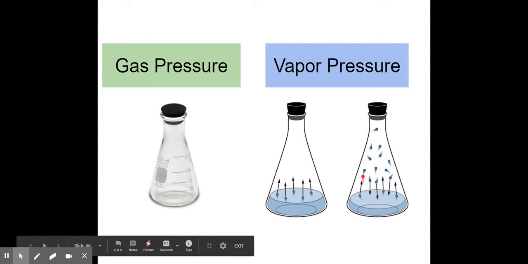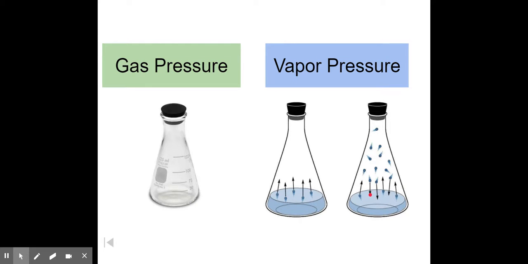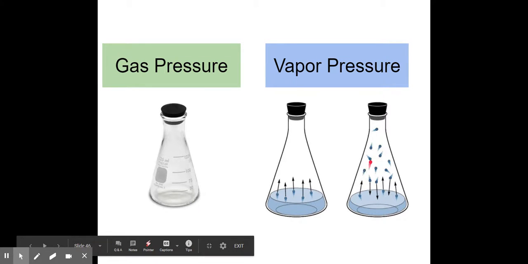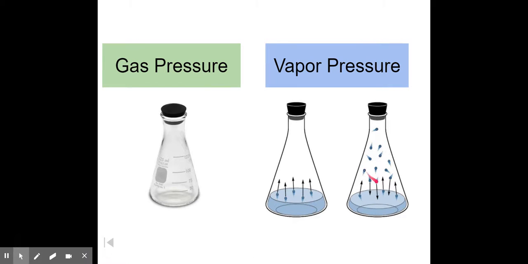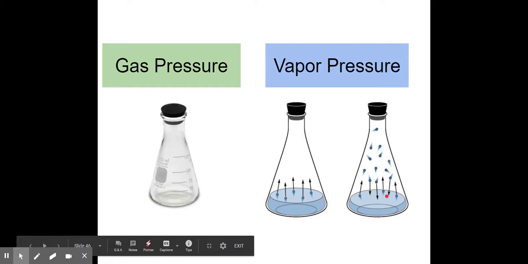But now we've reached what's called equilibrium. We'll briefly talk about this, and we'll talk about it later on in the year. But you can see that these liquid particles turning into gas are going to equal the gas particles turning into liquid. So at the same point in time, you're going to have a constant number of gas particles here, but they're not always going to be the same gas particles.